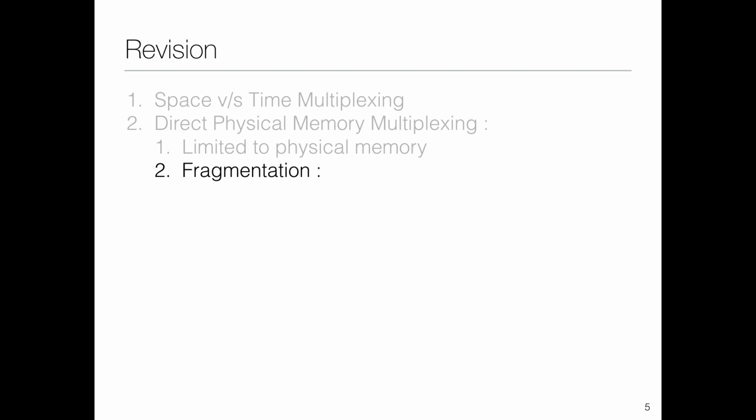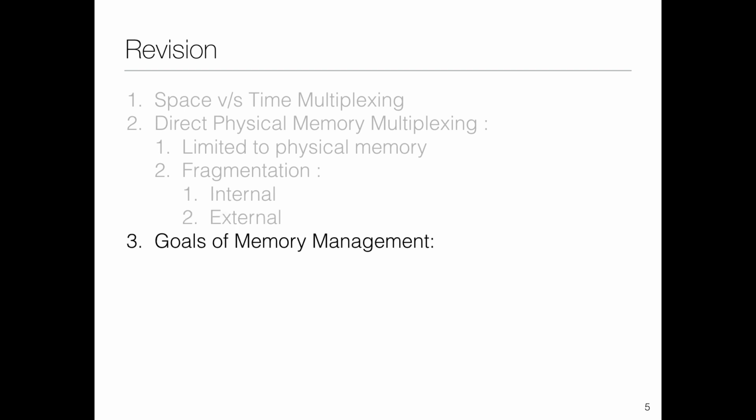Which are of internal and external. Internal fragmentation is the space wasted within a single program. External fragmentation is between two programs, where there might be enough space, but we don't have a continuous block available. There were 3 goals of memory management.